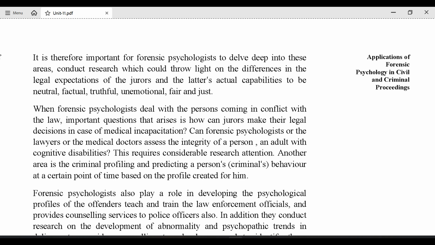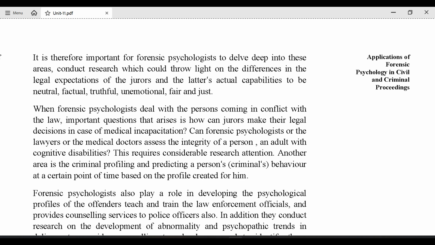fair and just. When forensic psychologists deal with persons coming in conflict with the law, an important question that arises is how can jurors make their legal decisions in case of medical incapacitation? Can forensic psychologists or the lawyers or the medical doctors assess the integrity of a person, an adult with cognitive disabilities? This requires considerable research attention. Another area is criminal profiling and predicting a criminal's behavior at a certain point of time based on the profile created for him.